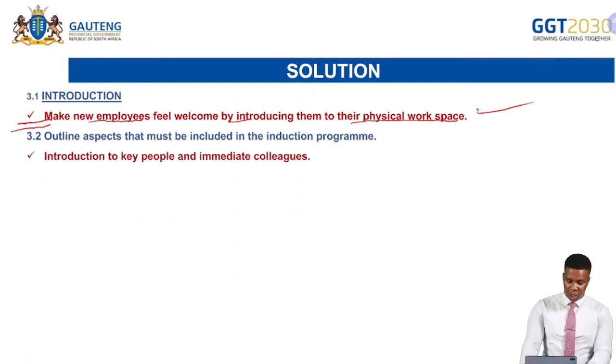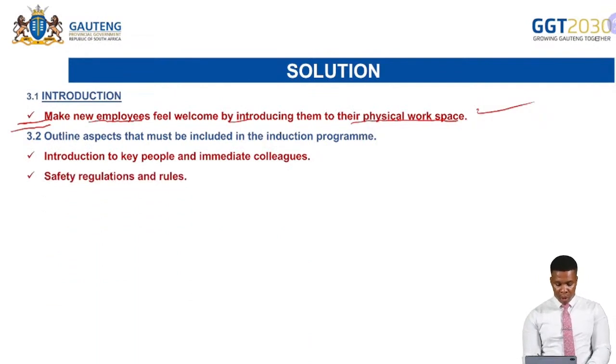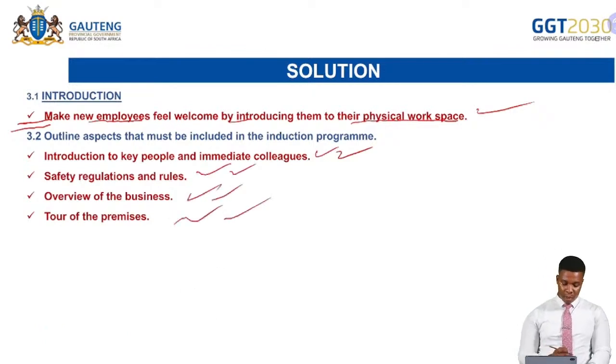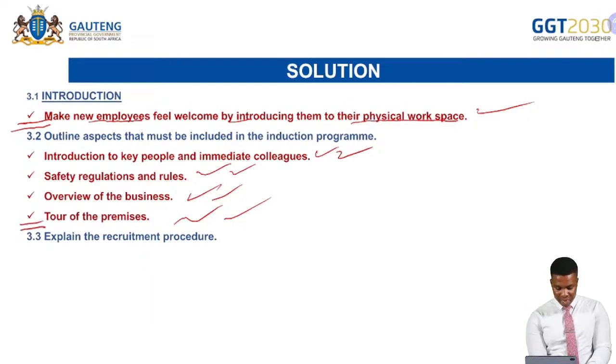These can include introducing key people to their immediate colleagues. Furthermore, safety regulations and rules. Furthermore, overview of the business. Furthermore, tour of the premises. So that is your first subheading. 2 marks, 2 marks, 2 marks, and 2 marks. Furthermore, we move to the second subheading. Before we do it, we skip a line so that your work is neat and very clean.